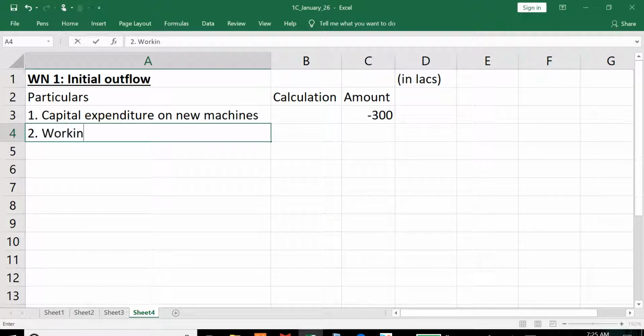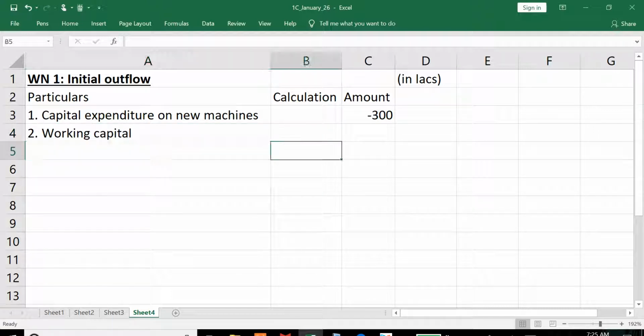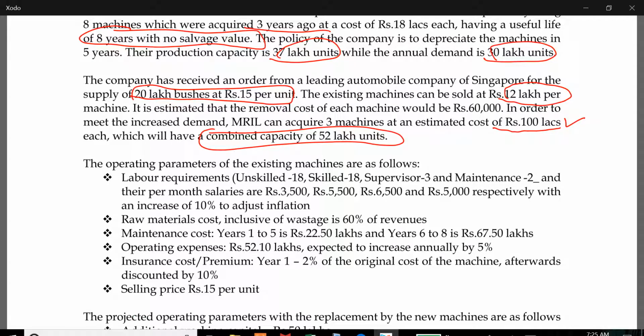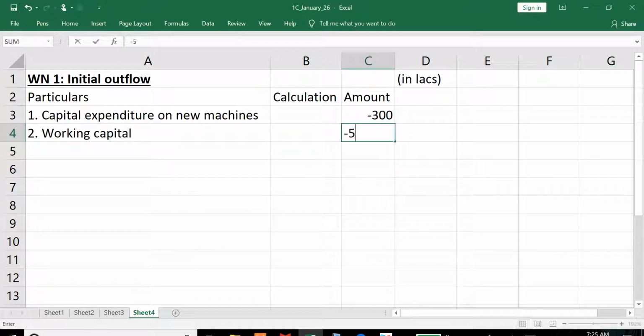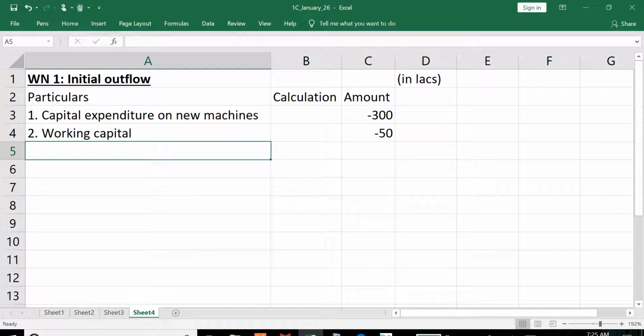Working capital. Now they are saying additional working capital needed is 50 lakhs. The projected operating parameters with the replacement by the new machines are as follows. Additional working capital is 50 lakhs. So working capital is minus 50. This is an extra amount I have to spend. Additional working capital minus 50.